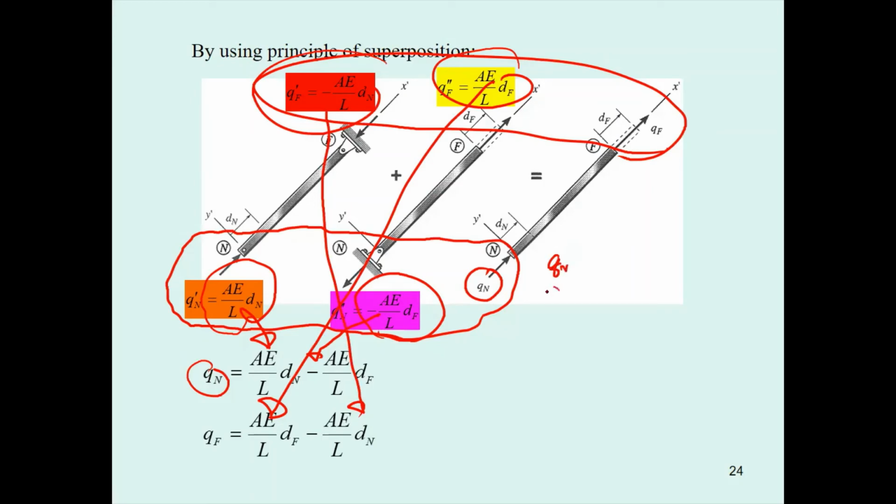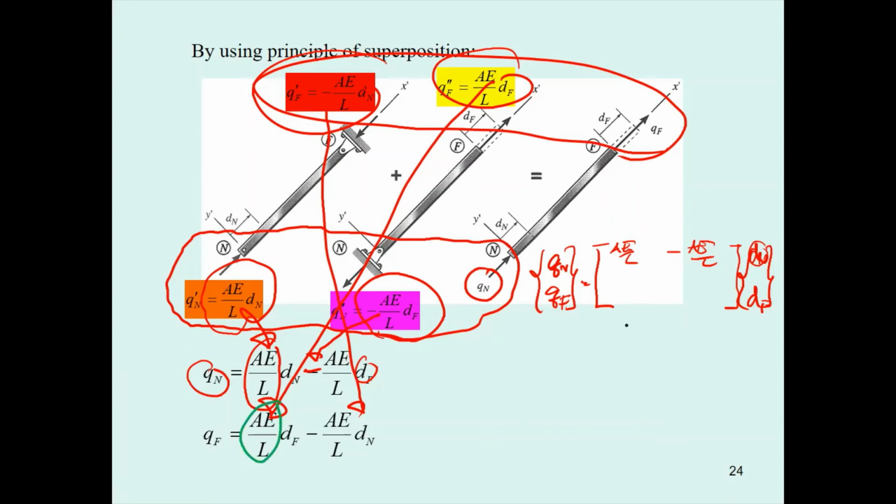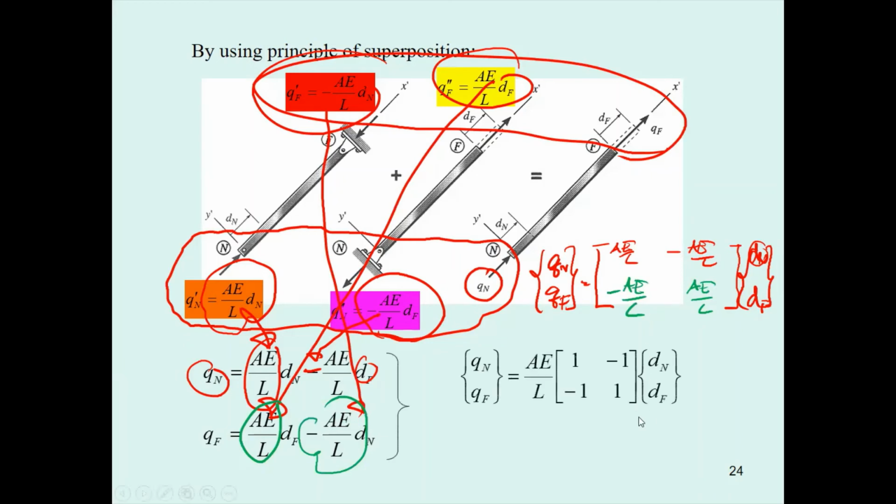Now you have Q sub N, Q sub F. This is the force, which is going to be times the stiffness, and this is going to be D sub N and D sub F. Following this, you have AE over L times D sub N, minus AE over L times D sub F. And for another one, you have AE over L, D sub F, so you must put this one over here, the minus AE over L, D sub N. So you got the K prime matrix in this form.